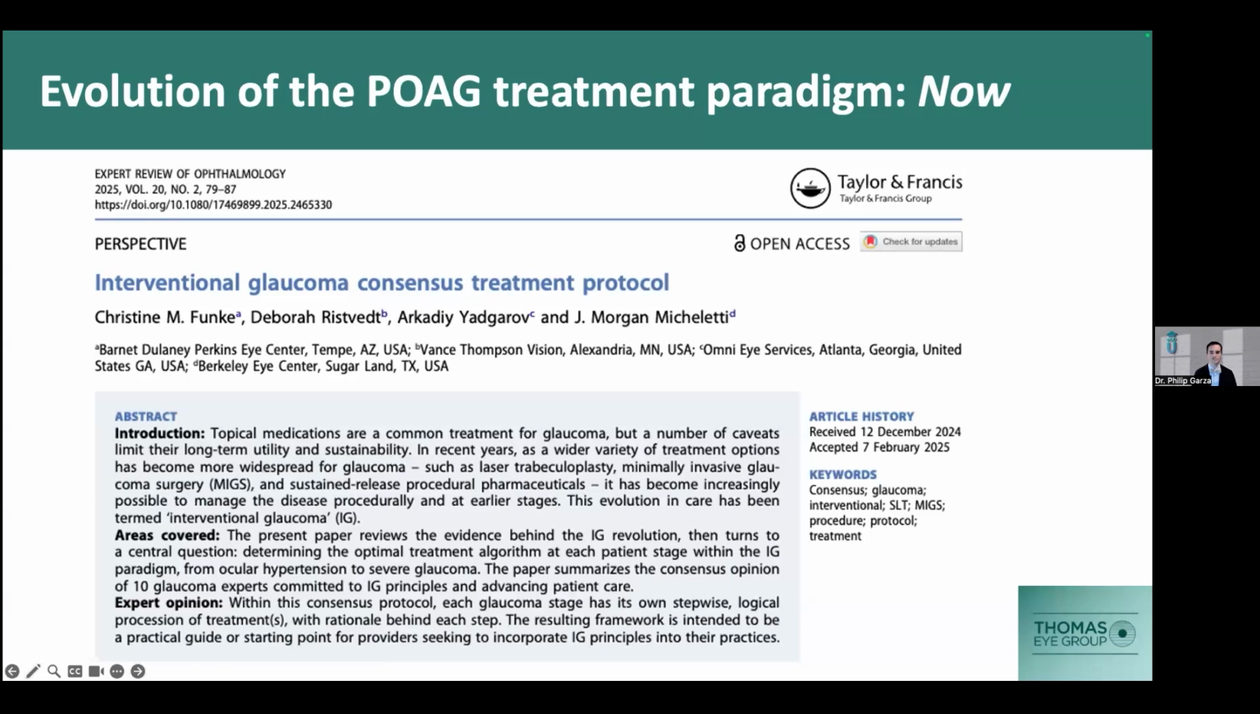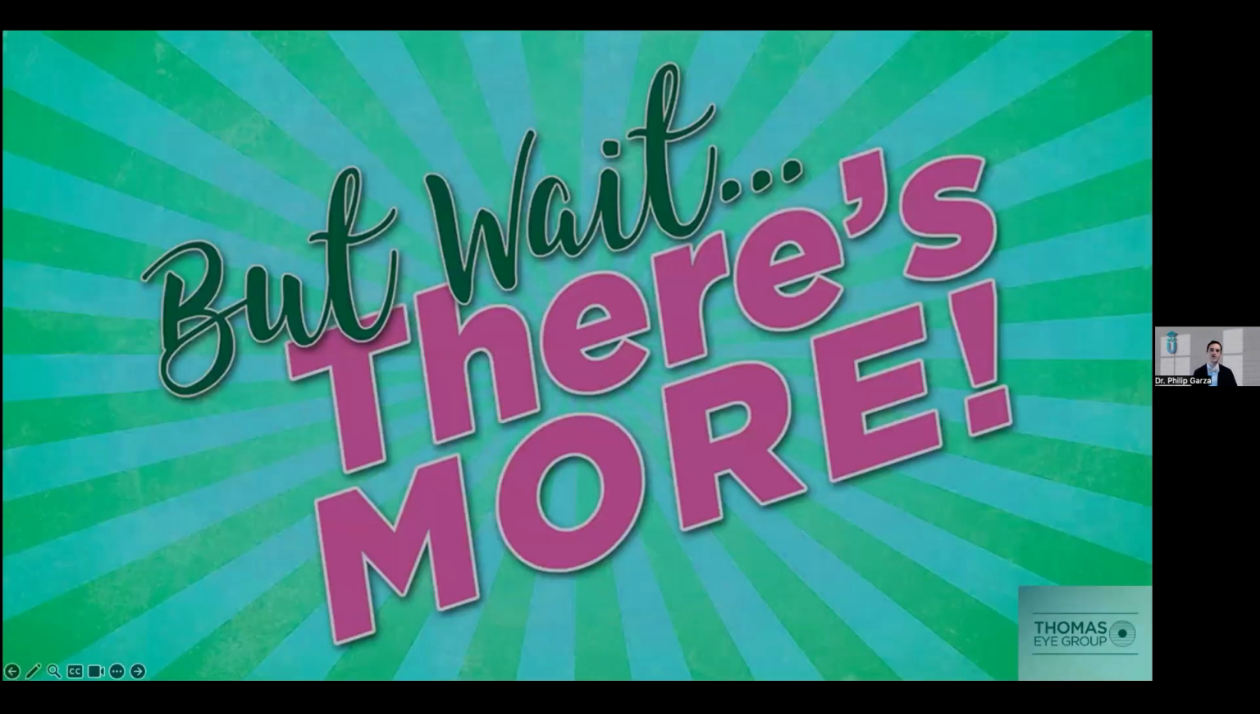And it's interesting because we at Thomas Eye Group had created our algorithm for interventional glaucoma and how we want glaucoma to be treated across all stages in our system-wide. And then this paper came out right at the same time that we came up with our consensus, and it's the same algorithm. And we had no interaction with these folks at all when drafting it. So I think as a field, we're converging on the same idea.